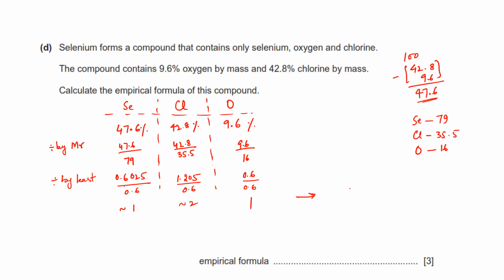So the formula would be something like SeCl2O. You can write it like this, or SeOCl2. Any of these formulas you want to write, both are correct. So the empirical formula, SeCl2O or SeOCl2, any way you want to write. So this is the way you can solve this question. This is the way you can write the answer for this.